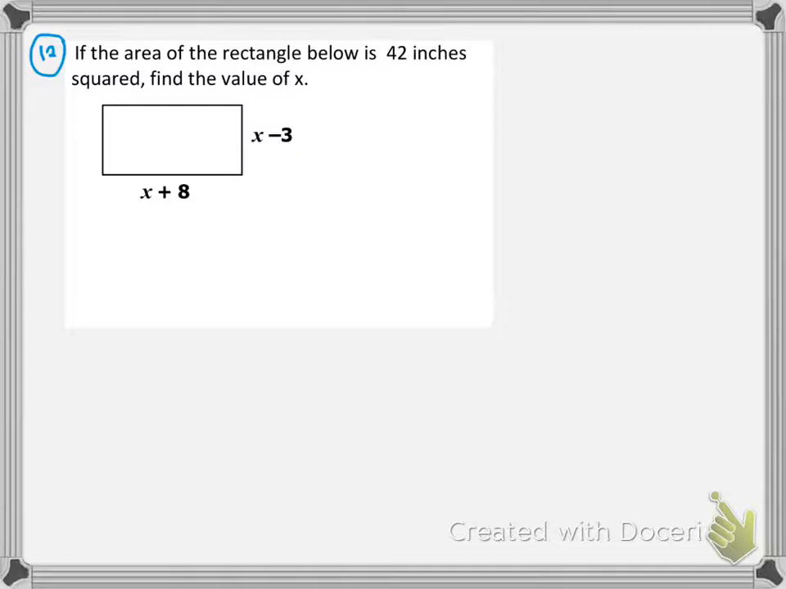Alrighty. So let's look here. If the area of the rectangle is 42 inches squared, find the value of x. So remember, your area is your length times your width.